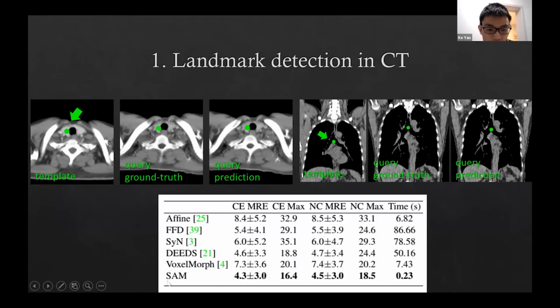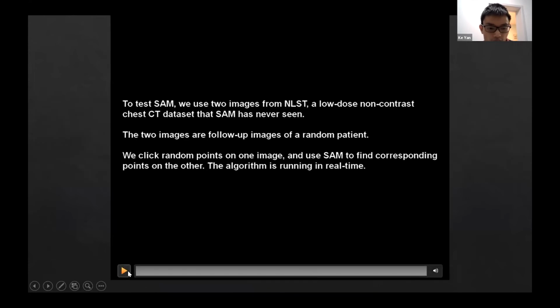And we compared our algorithm, SAM, with other image registration algorithms, and we can see that our algorithm has the smallest mean error, and we are also much faster than the traditional and the deep learning based registration algorithms.